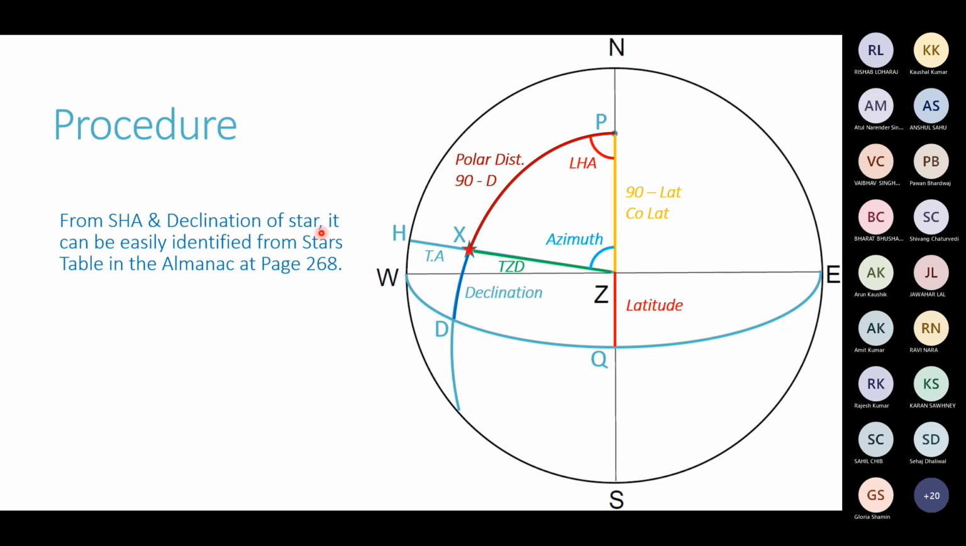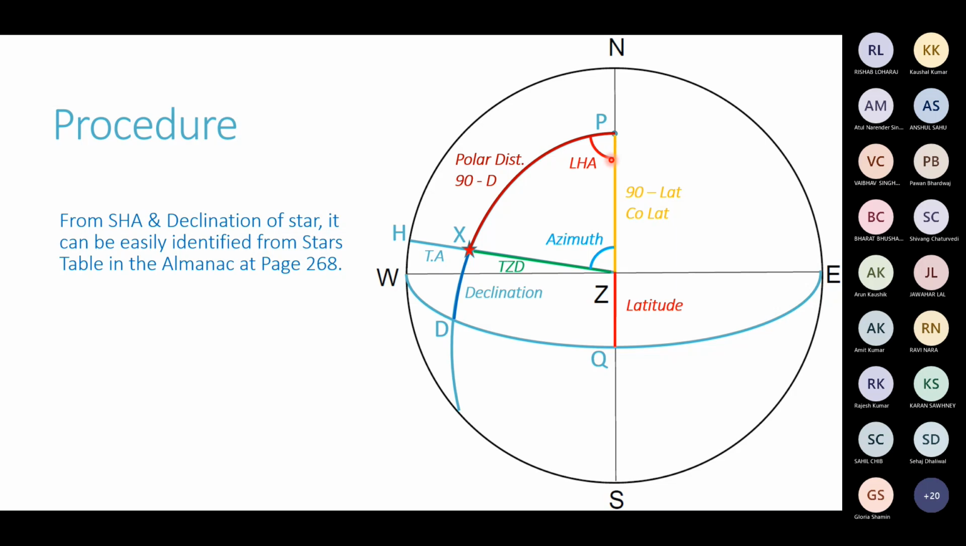Now declination is also required because, number one, in the PZX triangle you will not be able to find out the LHA without finding out the polar distance and the declination of the star. So we need to find the missing side of the triangle before we can find any other angle. And number two, when you enter the stars table given in the almanac, this table gives us the SHA and declination of the stars.